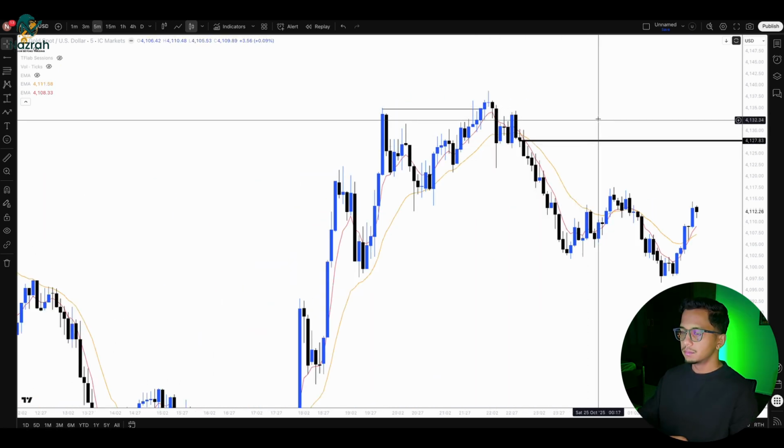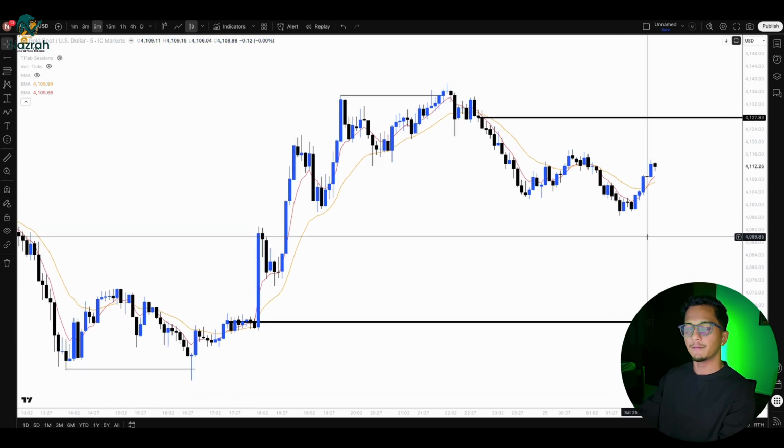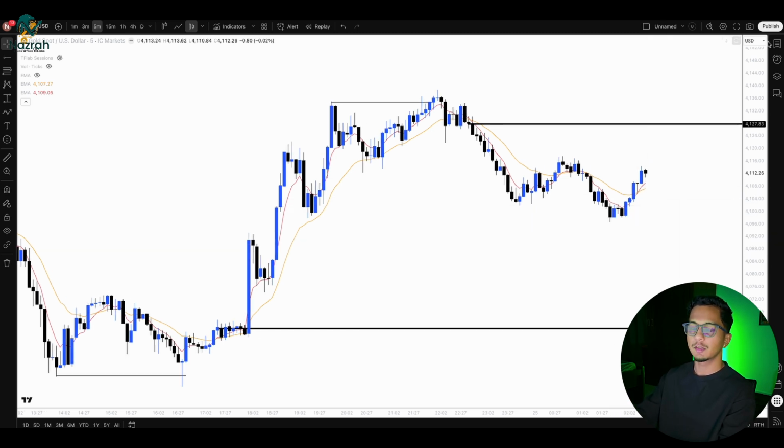EMA crossover. Now, when all three of these align, your trend direction, which is your M15 bias, your liquidity inducement, which is the trap we exploit, and the EMA crossover, which is the confirmation, you have got a clean textbook Nazrah setup.